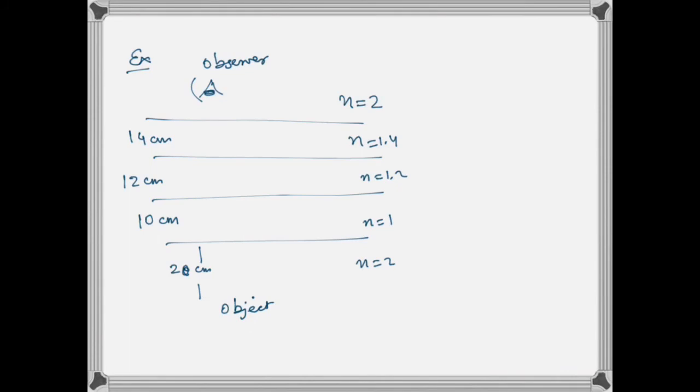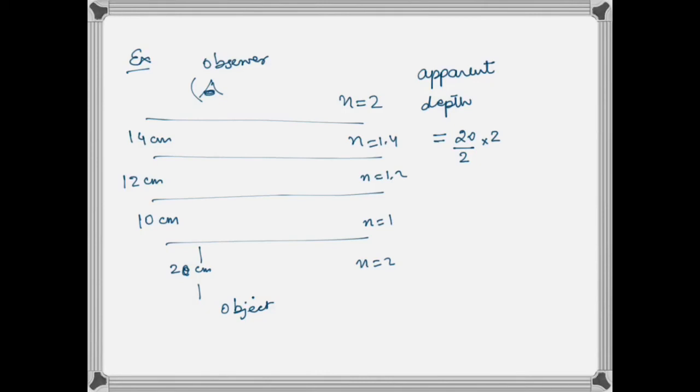So, taking an example to digest what we have just learned. This is an object, with thicknesses 20 centimeter, 10 centimeter, 12, 14, and these are the refractive indices of all these media. And the question is, find the apparent depth. We can apply the formula directly.